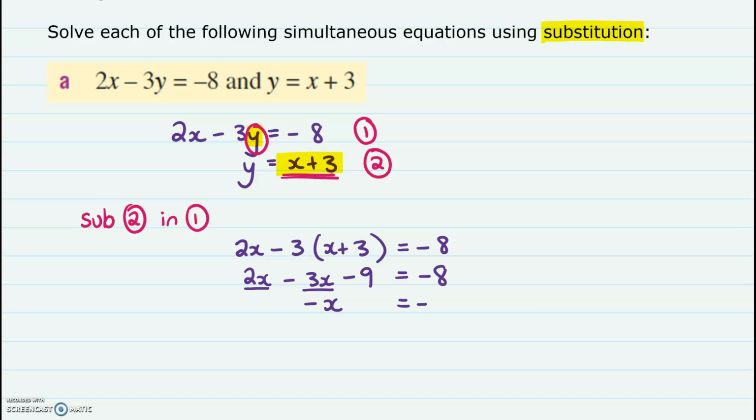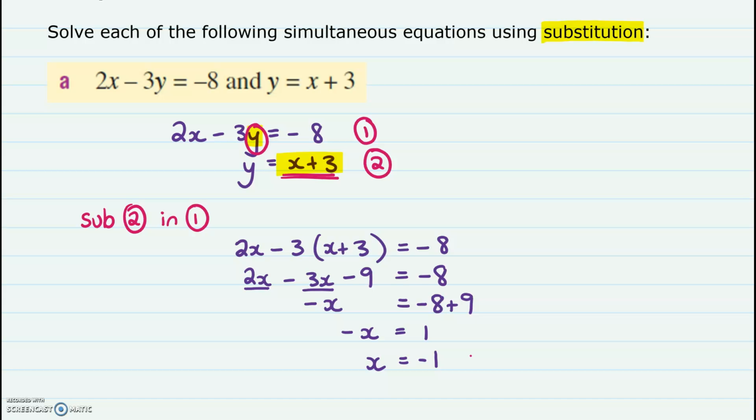And I'm going to move my negative 9 to the other side by adding it. So if I've got negative 1x equals 1, because negative 8 plus 9 is 1, and I want positive x, I've got to divide through by negative 1. So the value of x was actually negative 1.